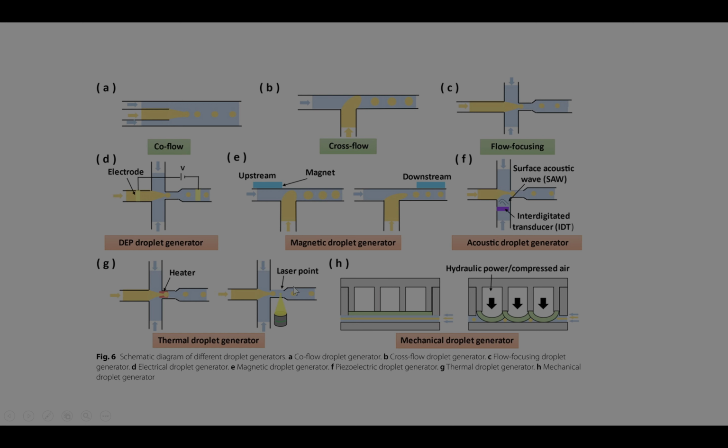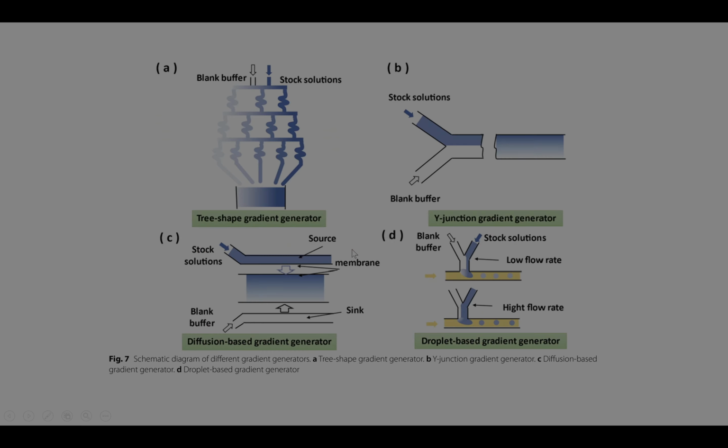Then another one is the laser droplet generator, where the laser will be used to form the droplet. The next type of droplet generator is where the fluid will have hydraulic power compressed here. Based on that, it will compress and release, and that's how we get the mechanical droplet generator.